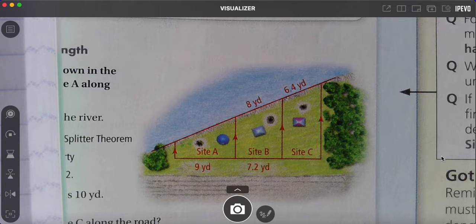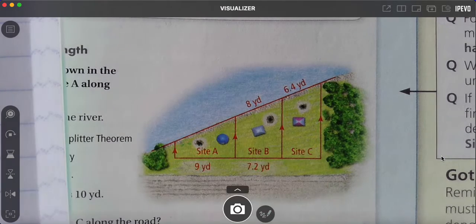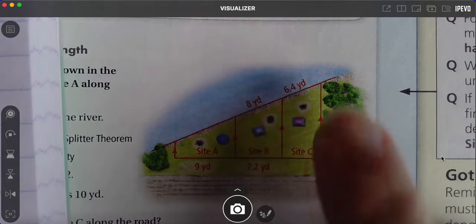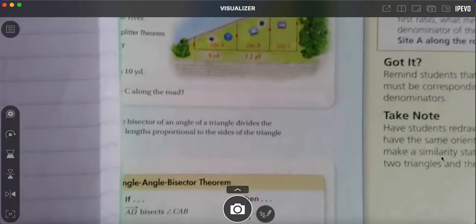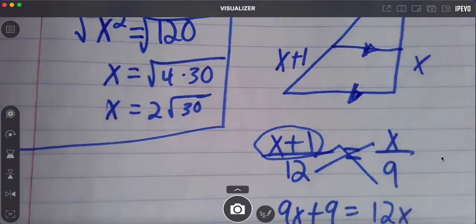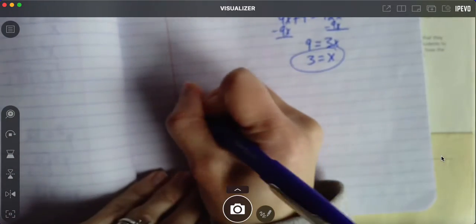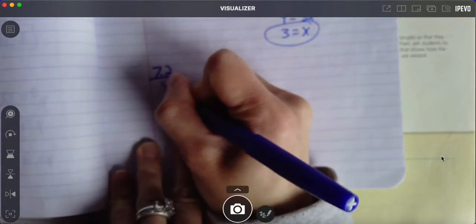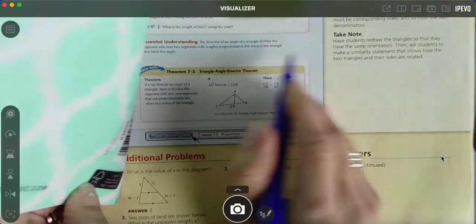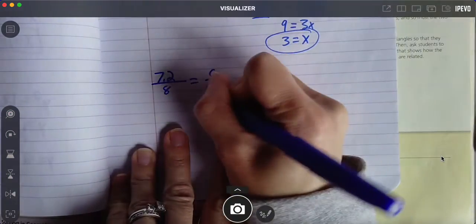So I'm going to put 7.2 over 8, and then I'm going to put equals C over 6.4. Do y'all see how I could set that up and cross multiply? Yes, no, blank stares. Yeah, I got to get that. Okay, so let me do that. I forgot the numbers that I said. 7.2 over 8 equals C over 6.4.